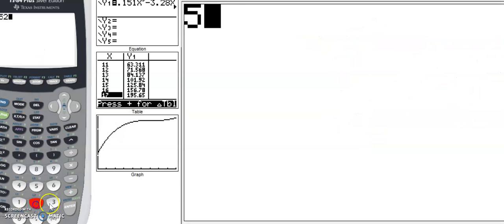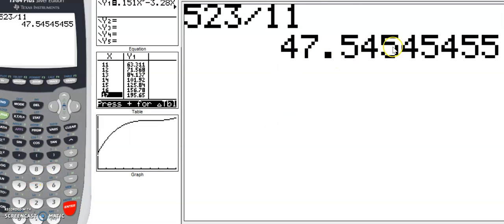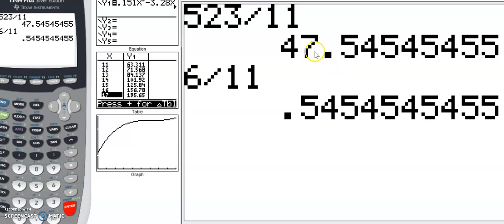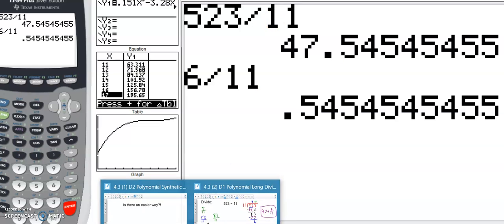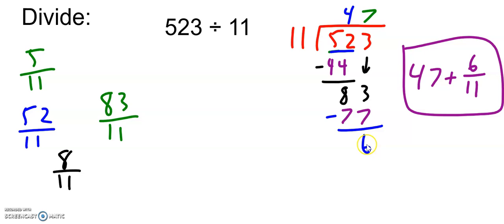And just to show you, if we did 523 divided by 11 on our calculator, well, what do we get? We get 47.545454..., right? And so that's the 47 right here. And 6 over 11 is that decimal. So it's 47 plus this decimal is the result. Now you may also remember when you first learned division that you called this the remainder. So 6 is the remainder. It is still the remainder. However, now we want to write our result in this form. So let's look at this with polynomials, and this will hopefully make sense.